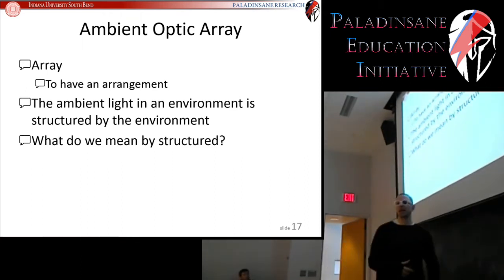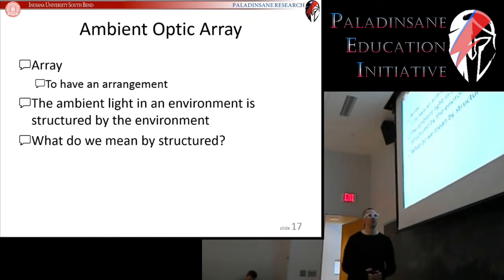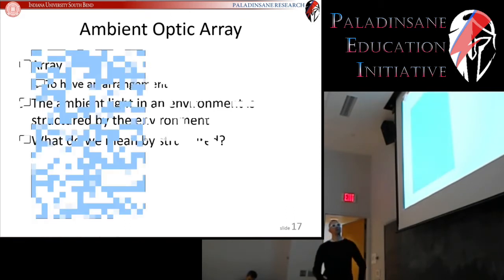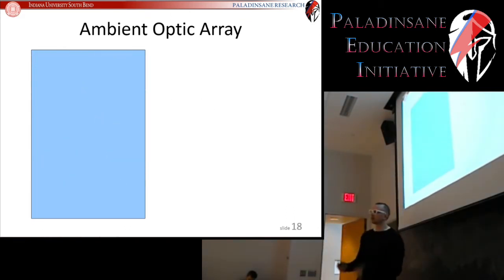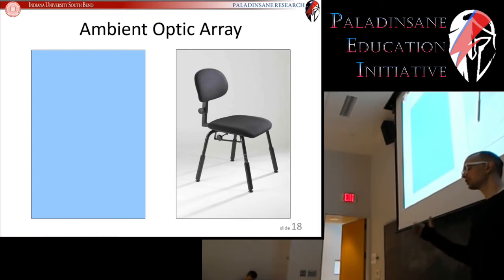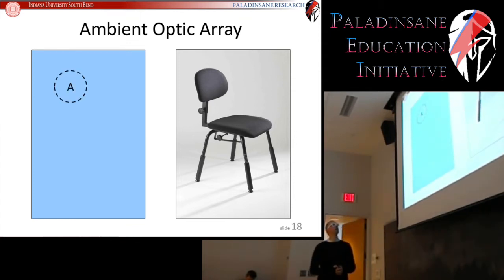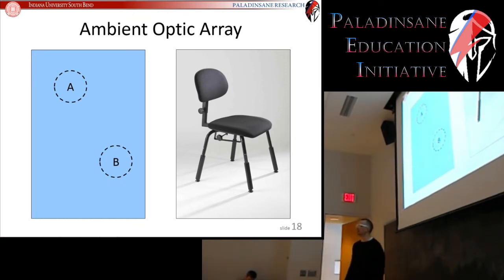Well, if we were living in a world where there was an unstructured ambient optic array, this is what it would look like. We live in a world where there's structure, so this is what it looks like. And to have structure simply means that certain areas of your array will be shaped differently than other areas. So here we have area A, and here we have area B. And notice area B is exactly the same as area A, right? There's no structure. There's no array here.